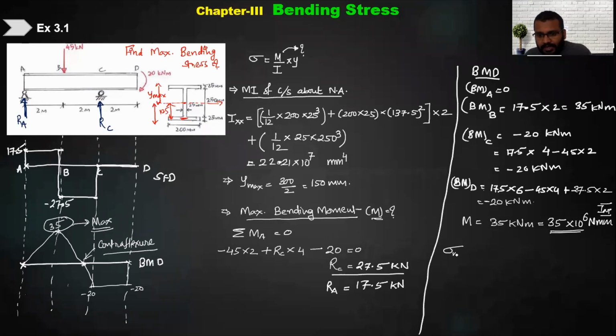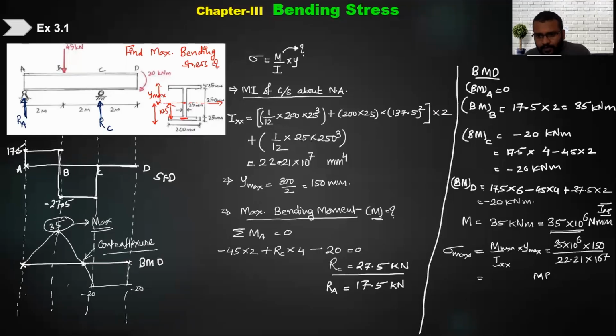Okay, so moment I know. Now can you calculate the maximum bending stress? Now I am not writing whether it is compressive or tensile. I'll come back to that point. First of all, let us calculate. So maximum bending stress is M maximum upon I about x-axis or the neutral axis into Y maximum. Now we have all the values. What are the values? M is 35 into 10^6, into Y which is 150, divided by I which is 22.21 into 10^7. Now give me the answer.